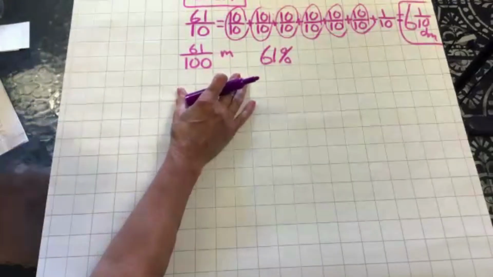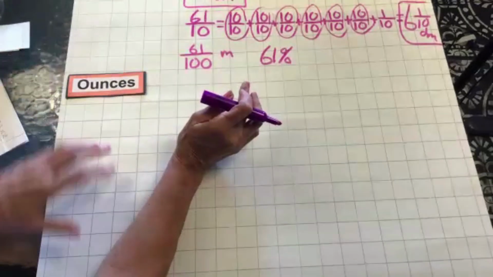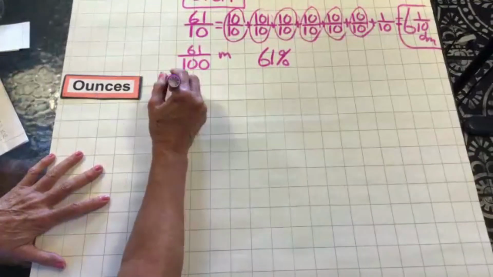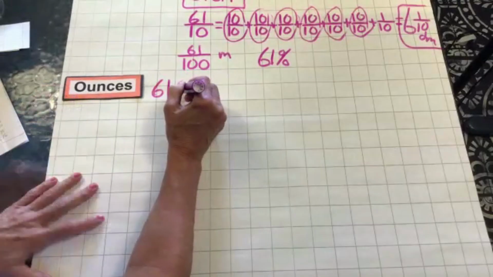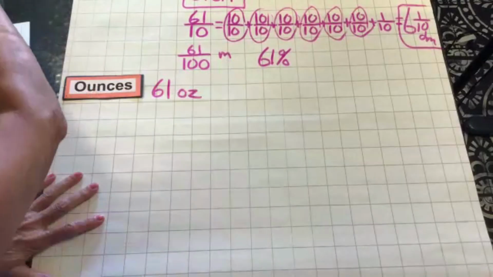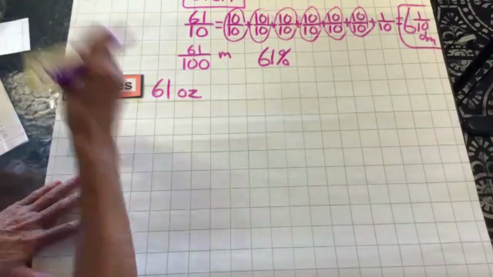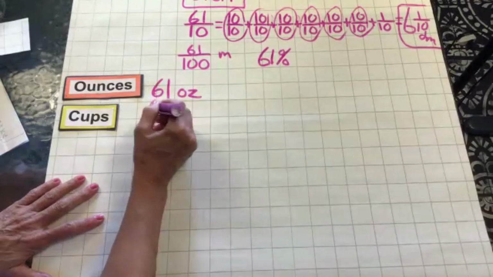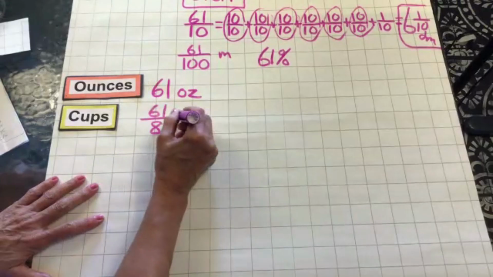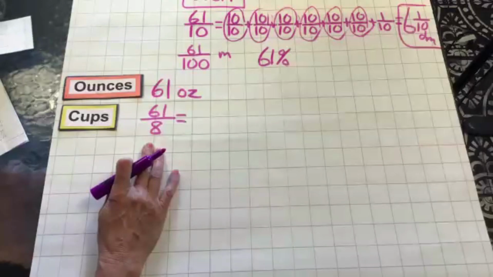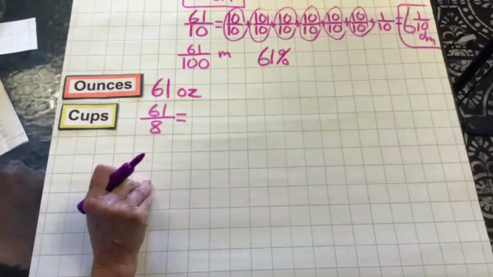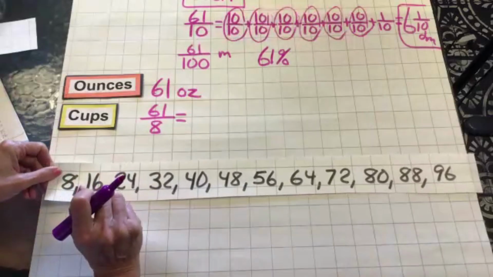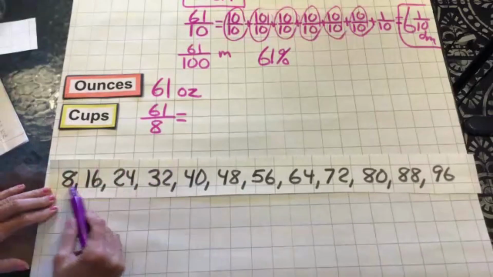So in standard form, we're going to talk ounces. And again, always using our number of the day, just have a number to play with. So we have 61 ounces. And we know it takes 8 ounces to make a cup. So we're going to break this into sets of 8 to find out how many cups we have. So here are our multiples of 8. So let's look and see how many we can get out.